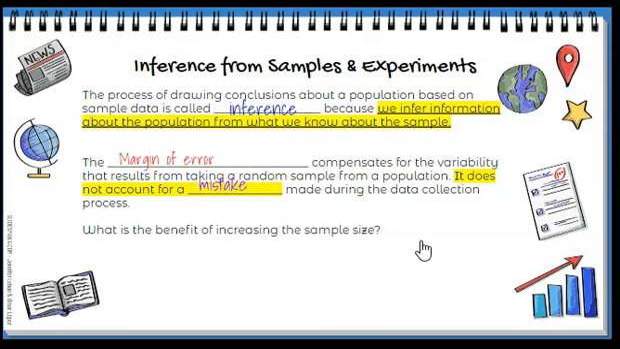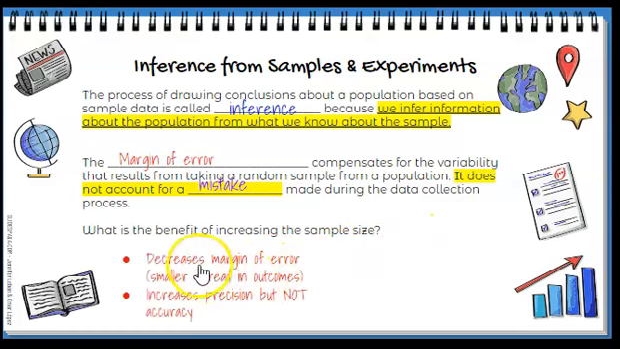Now, what's the benefit of increasing sample size? Well, it decreases your margin of error. That means it helps compensate for the variability in all the different possible answers. It decreases our margin of error. It also increases our precision for our estimate about the population. Not necessarily the accuracy, but the precision.